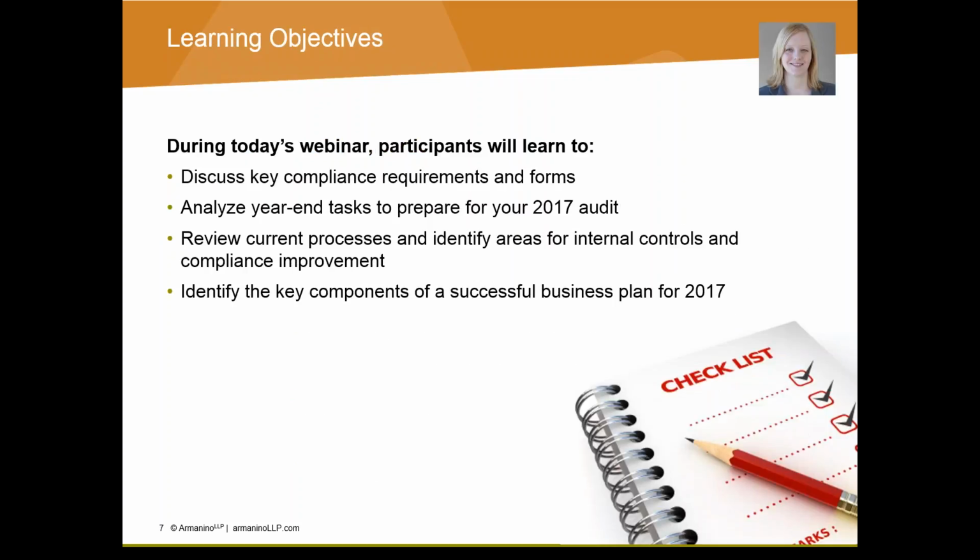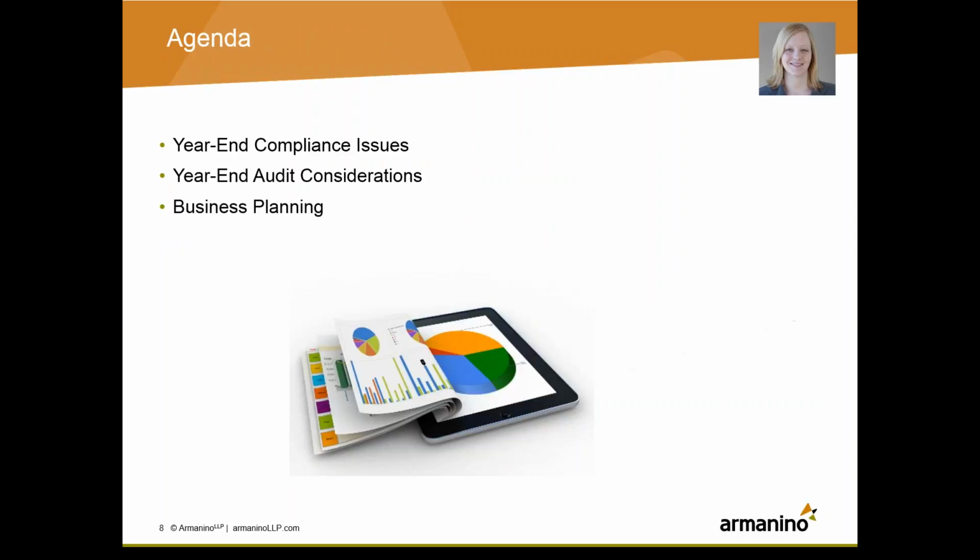Now our learning objectives. We will discuss key compliance requirements and forms, analyze year-end tasks to prepare for your 2017 audit, review current processes and identify areas of internal controls and compliance improvement, and identify the key components of a successful business plan for 2017. Quick highlight agenda: we're going to go through these 3 topics: year-end compliance issues, year-end audit considerations, and business planning. But before we get started, we'll have a quick polling question.